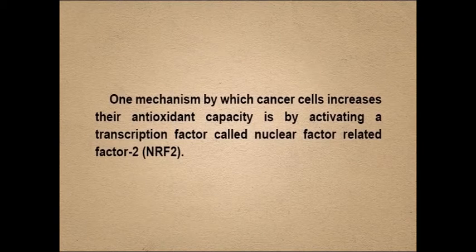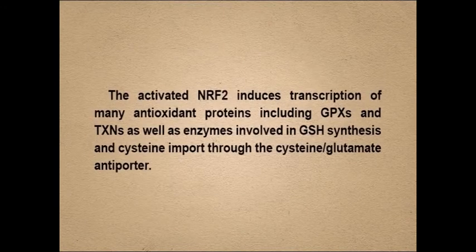One mechanism by which cancer cells increase their antioxidant capacity is by activating a transcription factor called nuclear factor erythroid 2-related factor 2, NRF2. The activated NRF2 induces transcription of many antioxidant proteins, including GPXs, TXNs, as well as enzymes involved in GSH synthesis and cysteine import through the cystine-glutamate antiporter. NRF2 also regulates the serine biosynthesis pathway, generating NADPH in the mitochondria, which is required to maintain the antioxidant capacity of GPXs and TXNs, and critical for redox balance under hypoxic conditions.